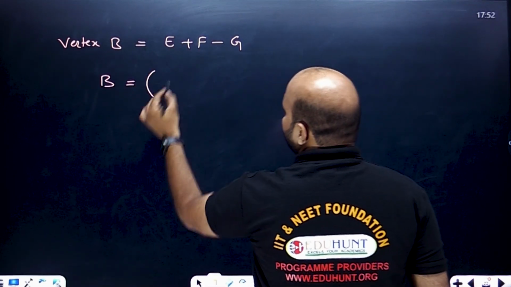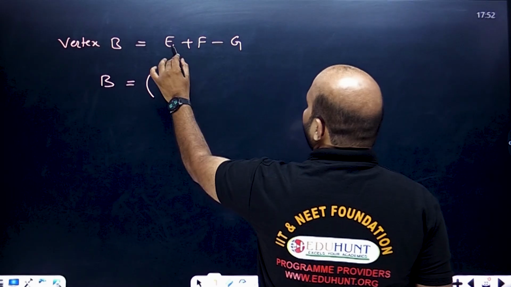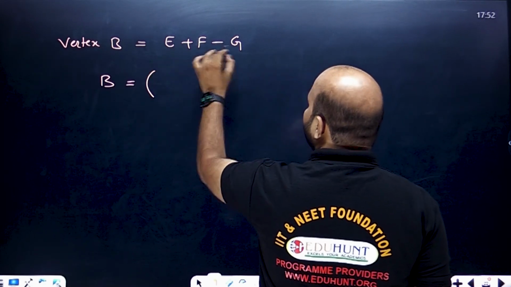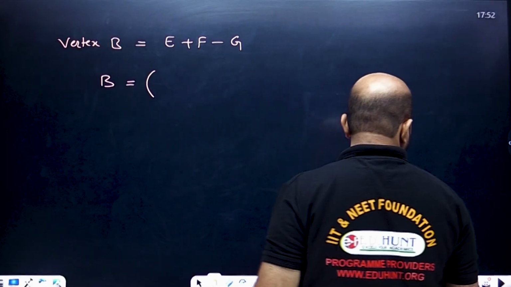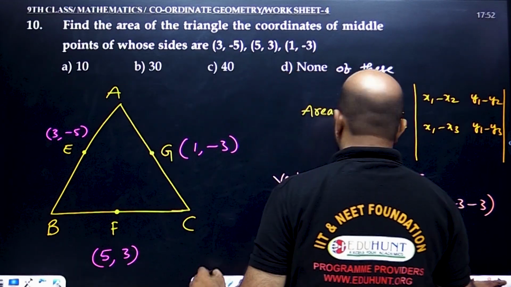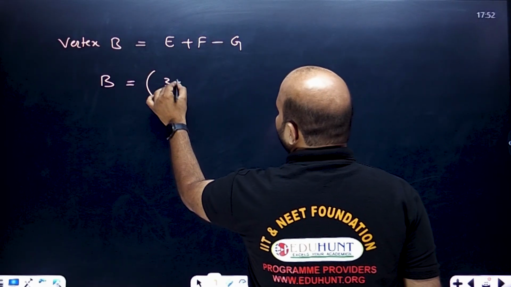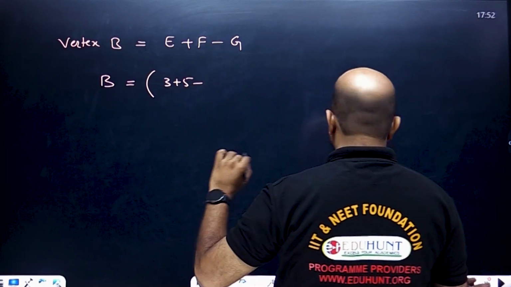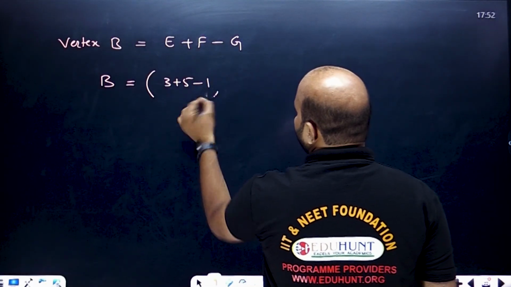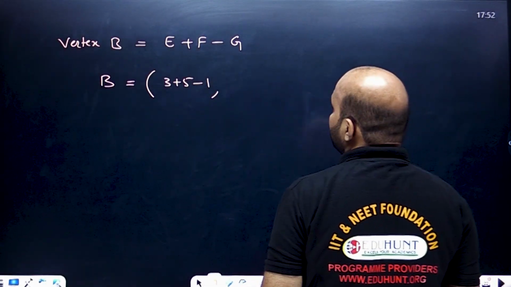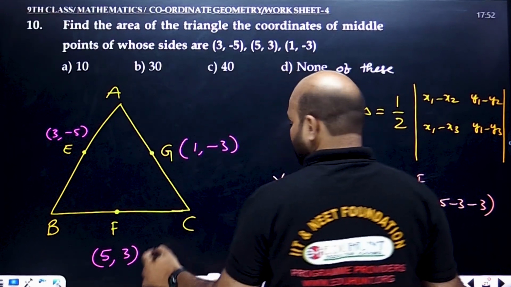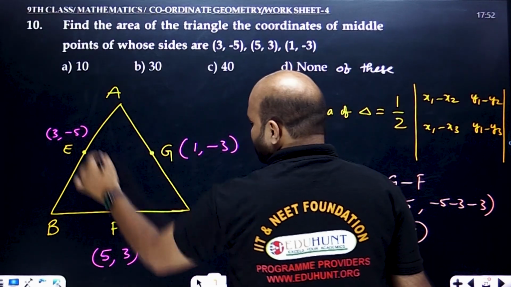So what are the B coordinates? Take the sum of the x coordinates and the y coordinates. Here E plus F minus G is given. So the E x coordinate is 3, the F x coordinate is 5, so 3 plus 5 minus the x coordinate of G, 1, minus 1, comma, and what are the y coordinates of E, F, G? You can verify it. The y coordinates of E, F, G are minus 5, 3, and 3.